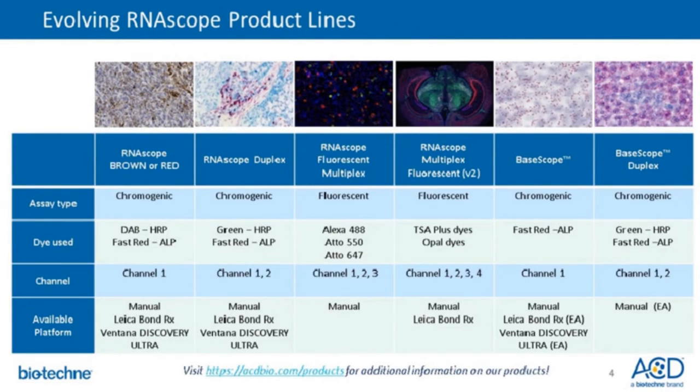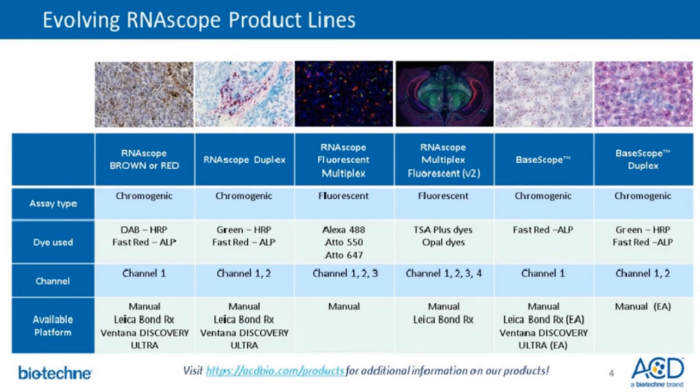The RNAscope assay was launched commercially in 2011. We have been continuously improving and expanding its capabilities. And nowadays, you can run the assay in many different configurations: chromogenic or fluorescent, automated or manual, single-plex or multiplex.